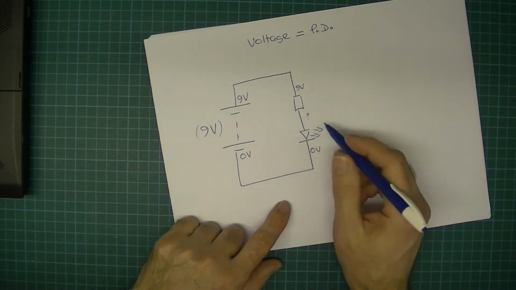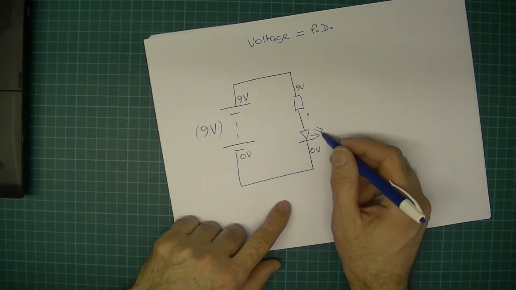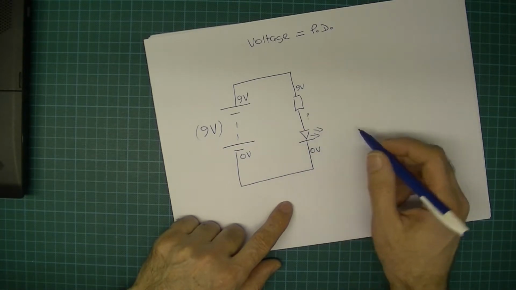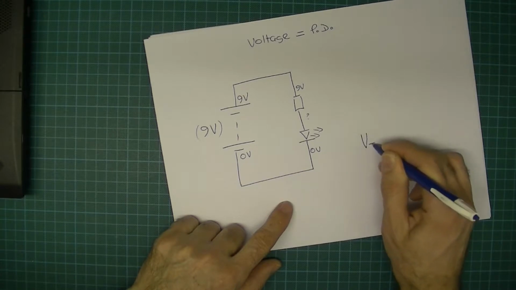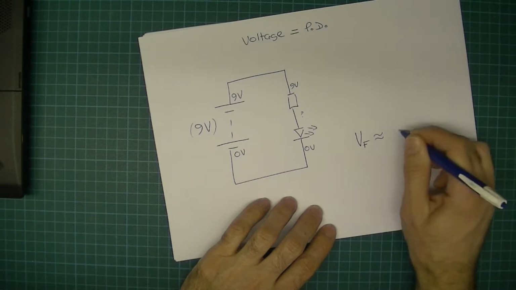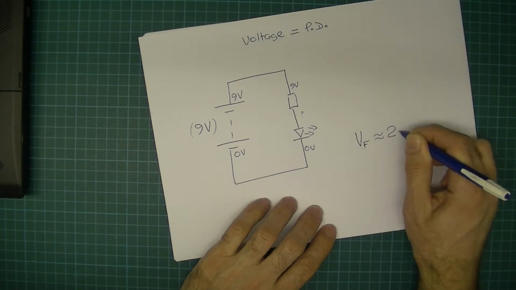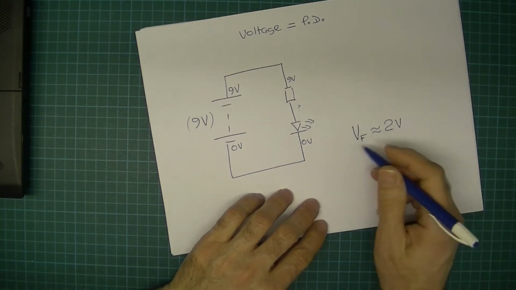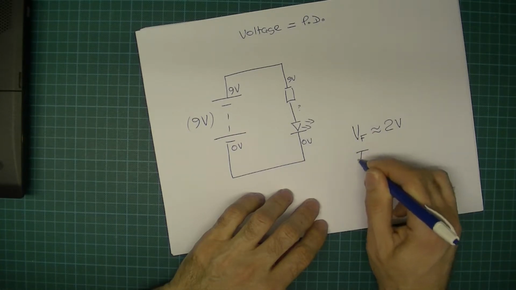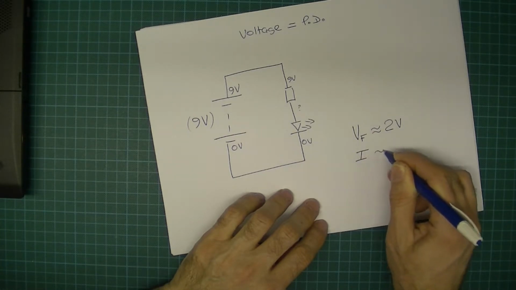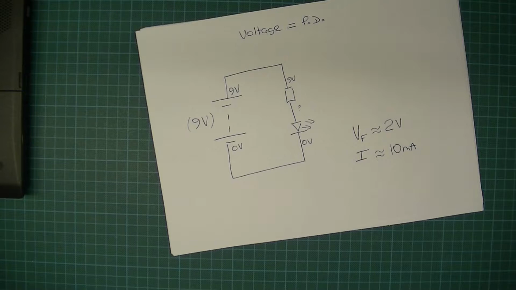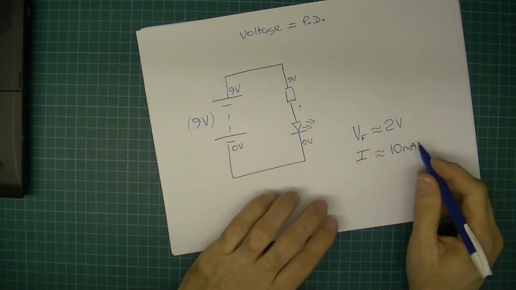Well, if this is a red LED, it has a typical voltage drop, a forward voltage drop it's called, which is expressed as VF, of about 2 volts. It won't be exactly 2 volts, but it's good enough for us. And then for typical brightness, it's going to have a current requirement of about 10 milliamps. Now that's just a generalization. Some are going to be more, some are going to be less, but for us that's fine.